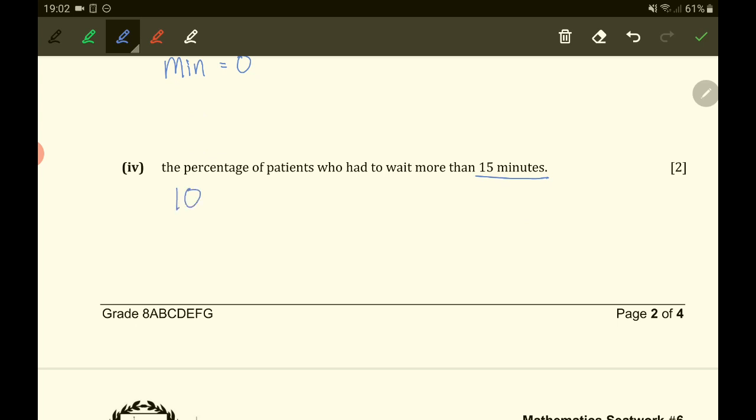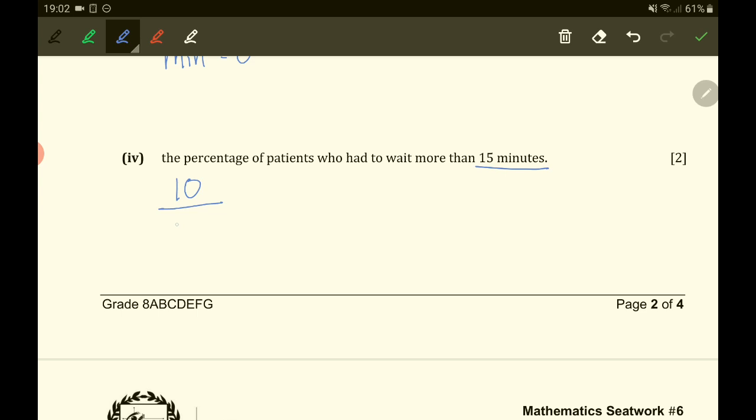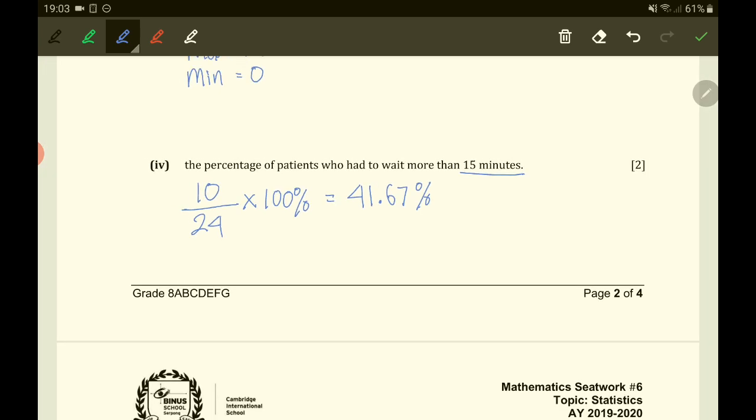So if we want to find the percentage, we have to divide 10 by the total number of patients, which is 24, yeah, and then multiply it by 100%. Okay, so we got 41.67%. So I just made it to 2 decimal places, yeah. Okay, that's fine.